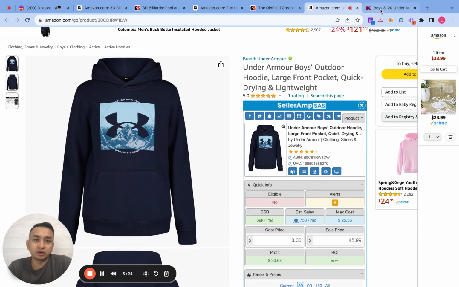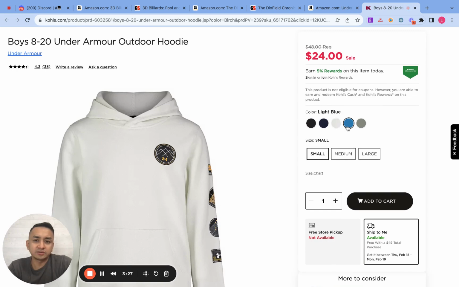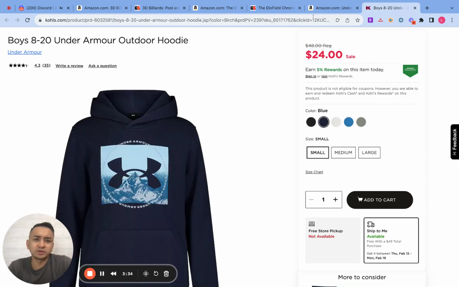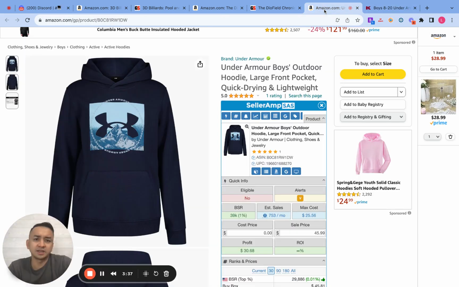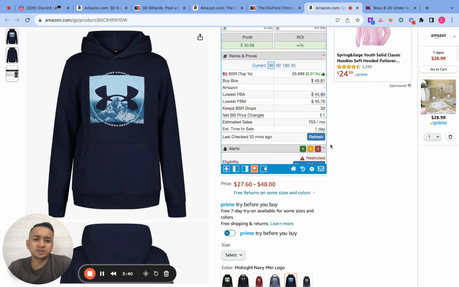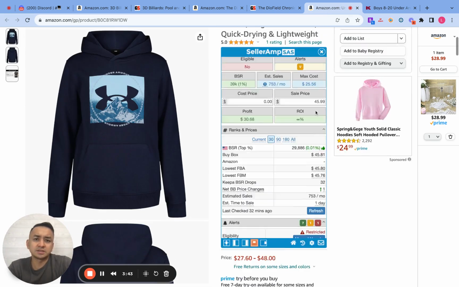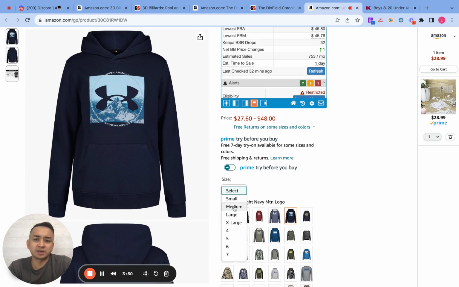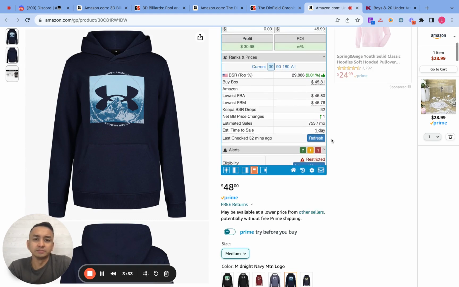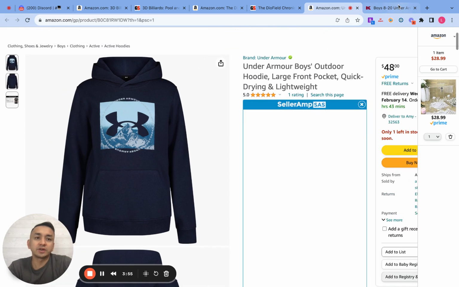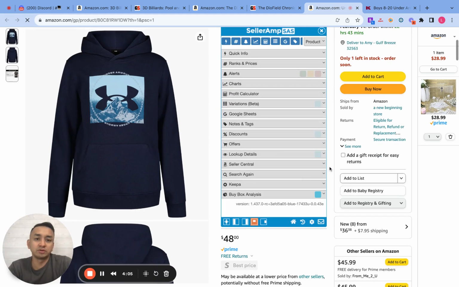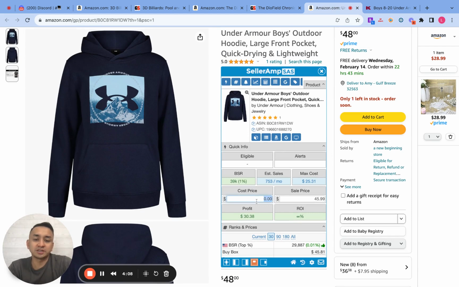So this one is a blue color. I think it's light blue. Okay, this one looks like it. This one is a large. What size is this? I would pick medium, maybe medium. So $48, and then medium here is going to be $24. So medium and blue, right? The colors and size. This one is a medium and blue. And then here I plug in the cost of $24.